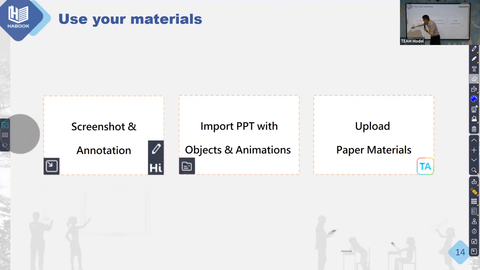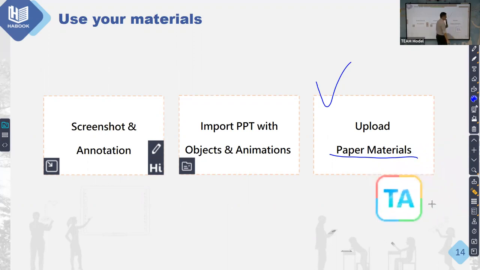And just as I say, if you are using PowerPoint, you have two choices. You can use this function or this function. And the third way is for paper materials. If I have a material like a test paper or my test book, I want to show you that paper, I want to show you that book, but it's not in my computer. How to do that? When you want to upload your paper materials, you'll need the HiTA application in your cell phone. So how to use the HiTA to upload paper materials?